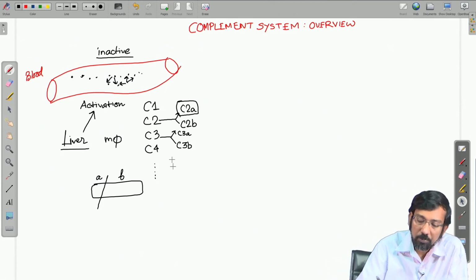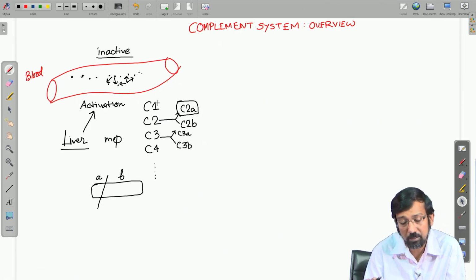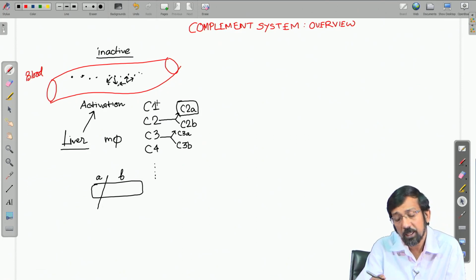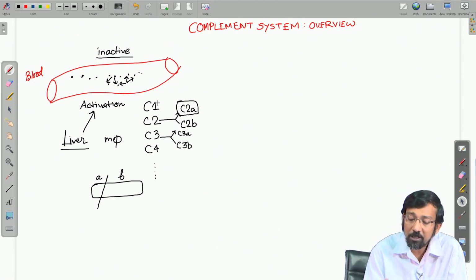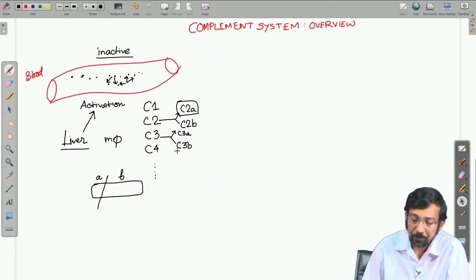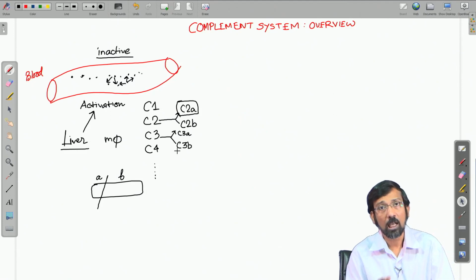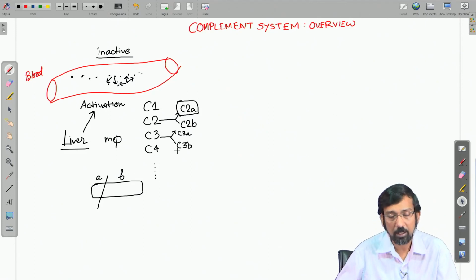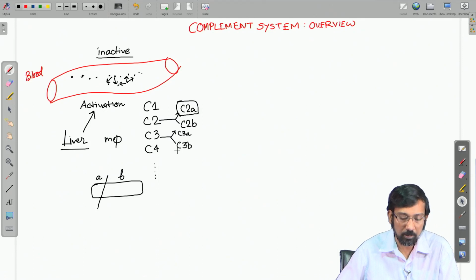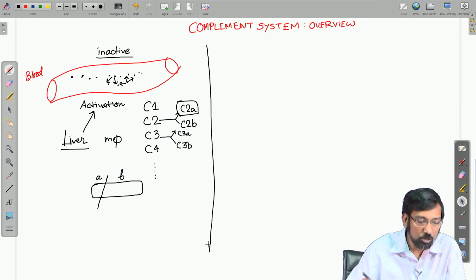So, as I described, these complement proteins are named C for complement, and depending on their identification, C1, C2, C3, C4, they have been named like this, and the cleavage products are named C2A, 2B, 3A, 3B and so on. We will come across these cleavage products and what they do, how they work, later on slowly. Now, what do these complement proteins do?